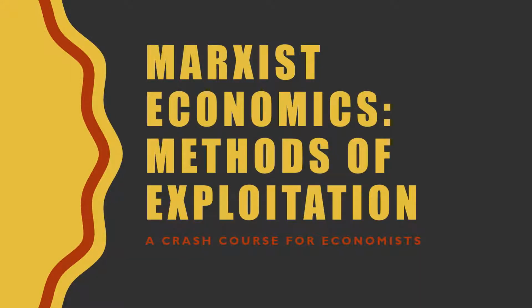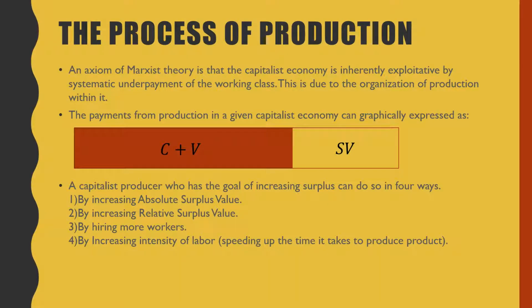In this video, we're going to talk about methods of exploitation within the capitalist economy. Let's go. An axiom of Marxist theory is that the capitalist economy is inherently exploitative by systematic underpayment of the working class. This is due to the organization of production within it.